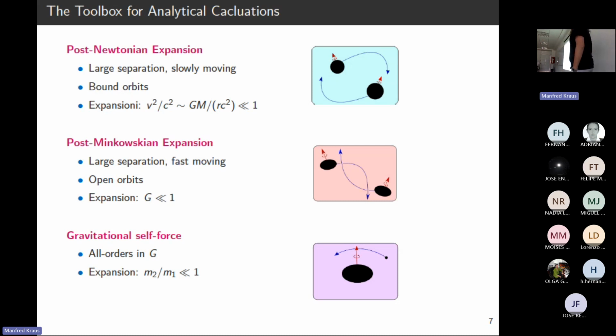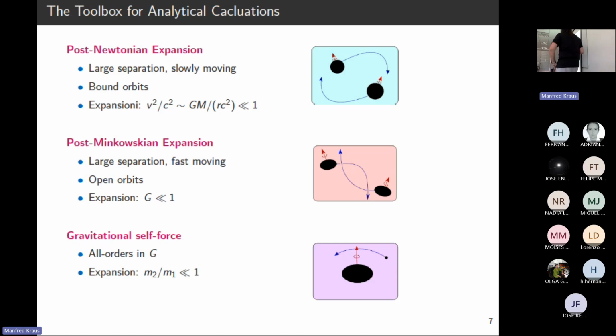If we want to do something analytically, not numerically, then we have to know what to expand our theory in. So, as already mentioned, there's traditionally the post-Newtonian expansion. This is what people in classical general relativity would use. It allows you to describe a binary system that has a large separation and is slowly moving. This is essentially a double expansion in the kinetic energy and the potential, because those are linked by the virial theorem. So you can actually compute bound orbits in this expansion.